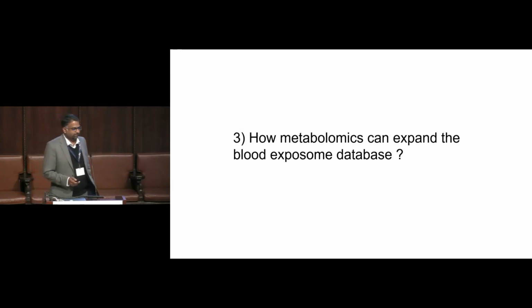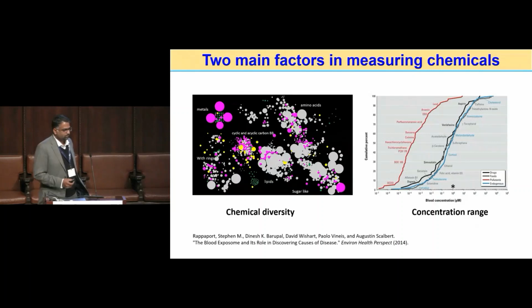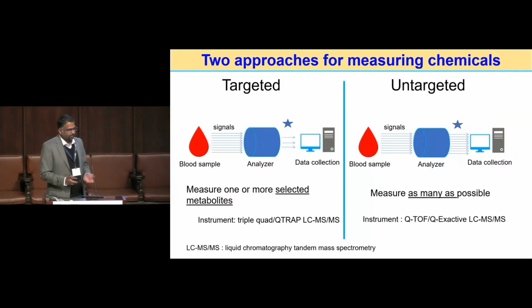So how can metabolomics expand the Blood Exposome database? Measurement is key, and there are two main factors in measuring chemicals: chemical diversity and concentration range. So this is Steve Rappaport's paper. I actually made that network plot with Steve, showing that we have huge chemical diversity in blood, and we have wide concentration ranges. So this warrants that we can't use one type of analytical method. We need to combine different approaches to cover or expand the chemical list for blood measurement. And of course, we need to use both targeted and untargeted approaches.